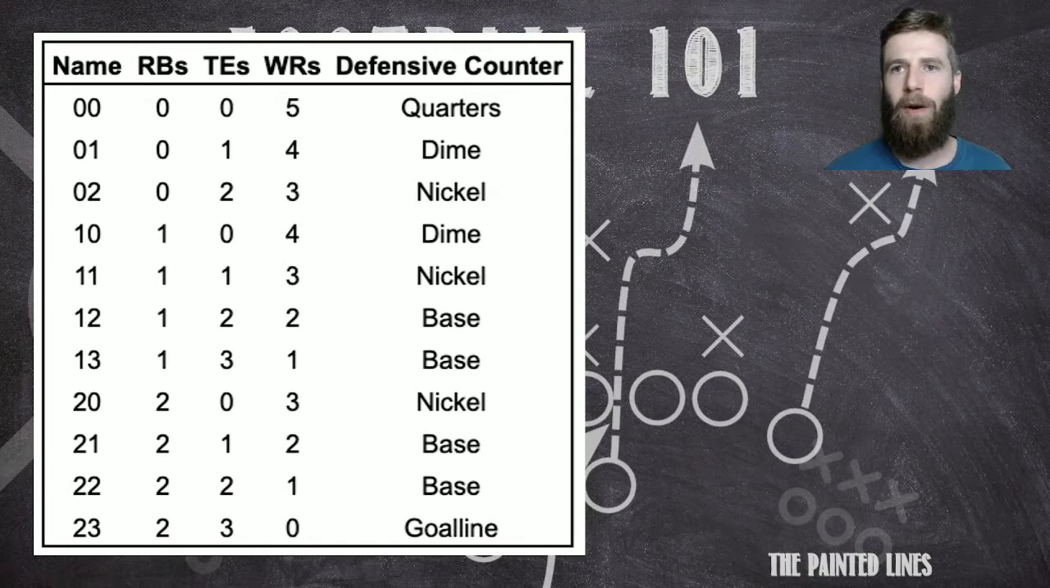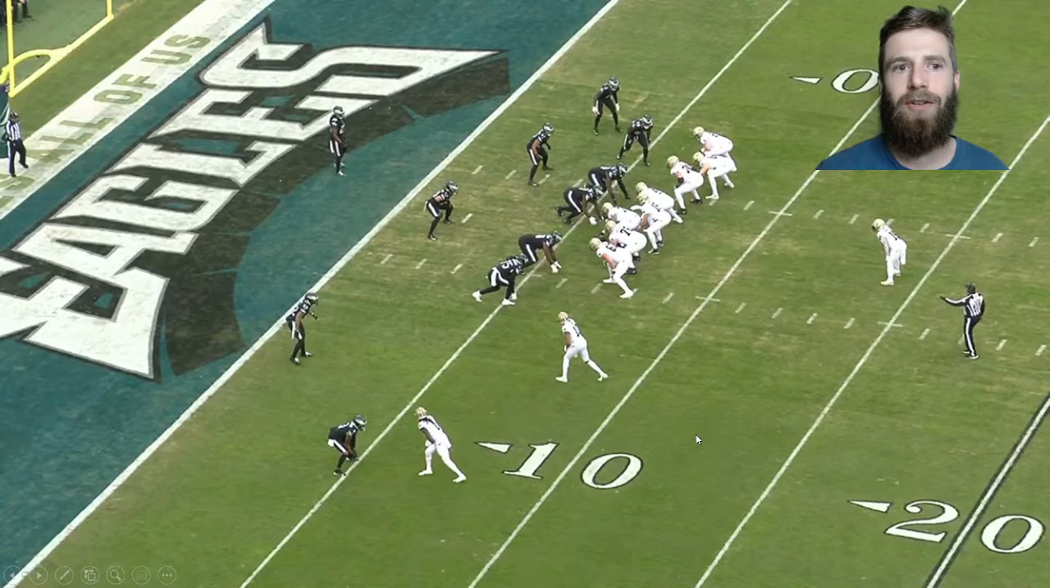If they come out in 12 personnel, you come out in base. They have 2 receivers, you've got 4 defensive backs. If they come out with 4 receivers, you come out in dime, you have 6 defensive backs. So those are kind of the basics of how a defense will counter the offense's personnel packages.